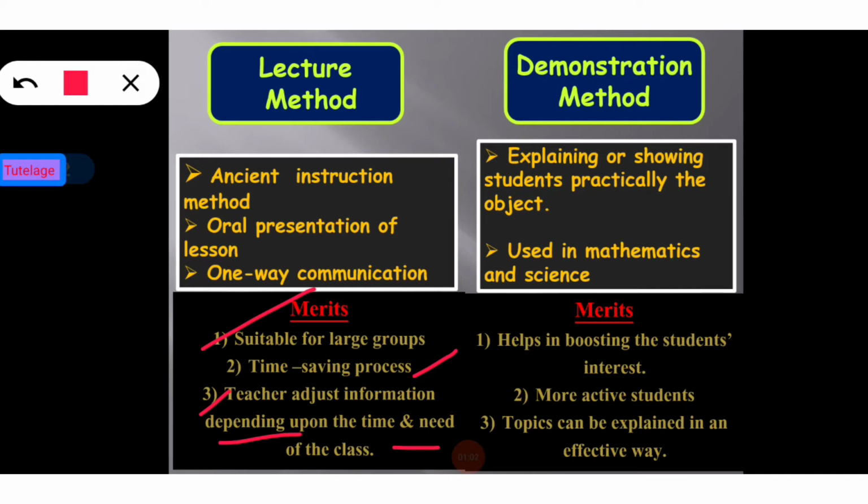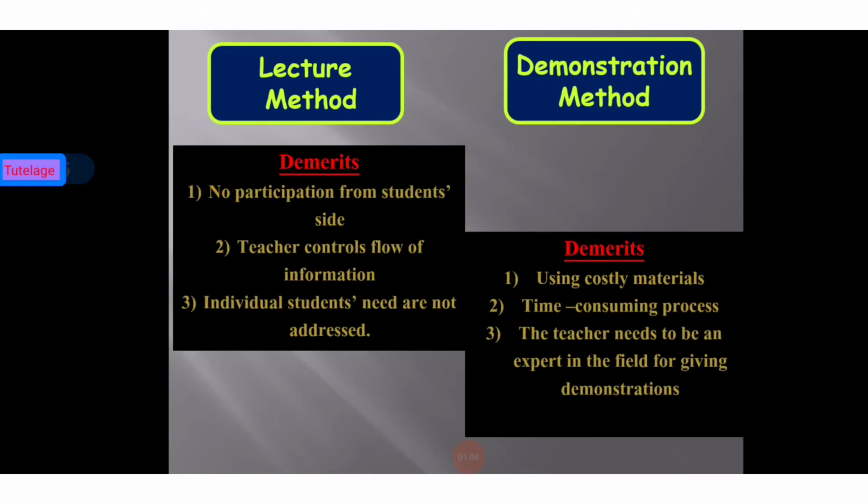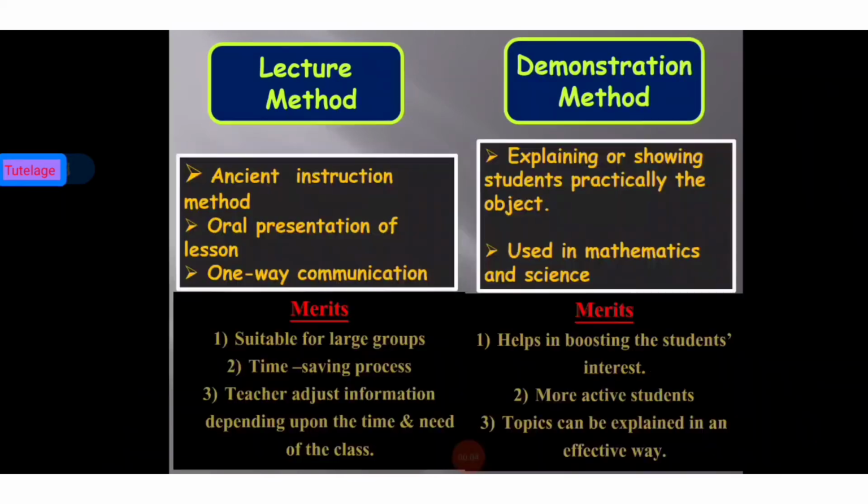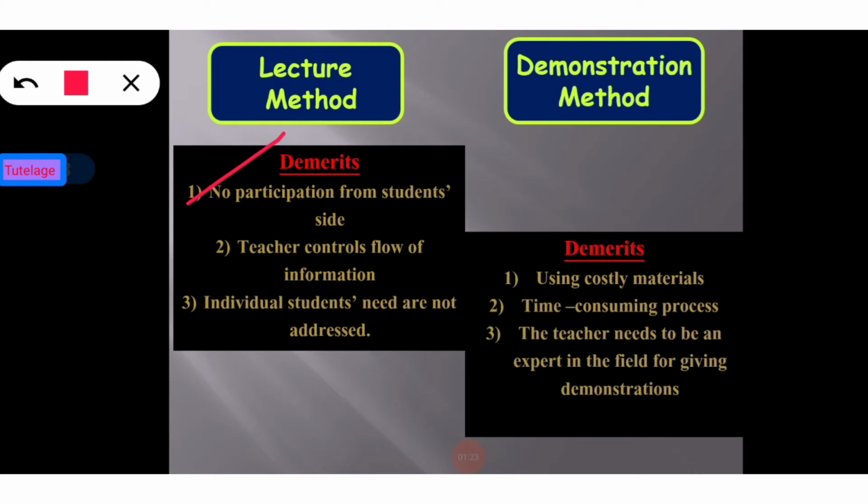Now move on to some demerits. Here we can see some demerits of the lecture method. The first point is no participation from the student side. We have already told that there is one-way communication. There is no communication or little communication between teacher and student. That's why we are saying no participation from the student side, and this is one of the most important demerits of the lecture method.